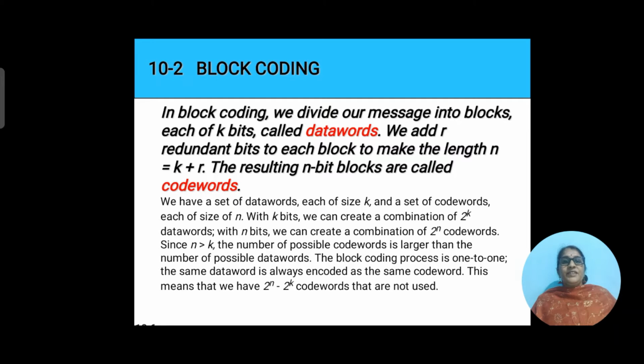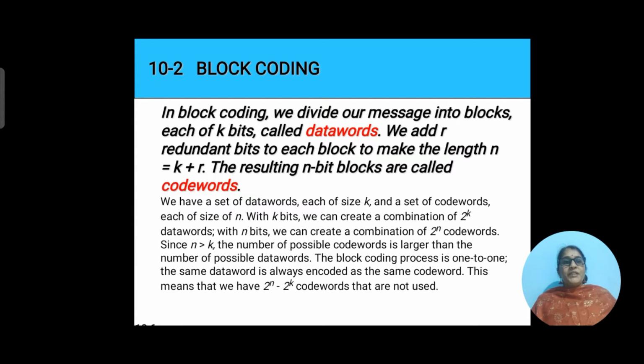Let's repeat. We have a set of data words, each of size k, and a set of code words, each of size n, with k bits. We can create a combination of 2 raised to k data words with n bits. We can create a combination of 2 raised to n code words since n is greater than k. The number of possible code words is larger than the number of possible data words.